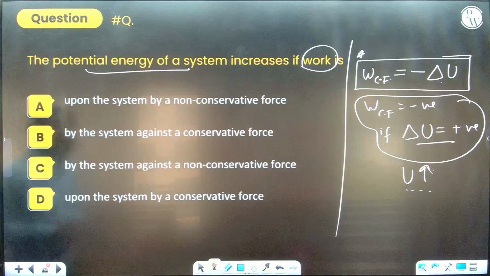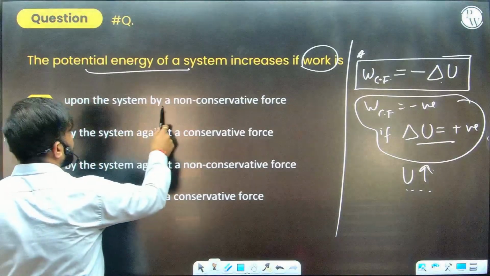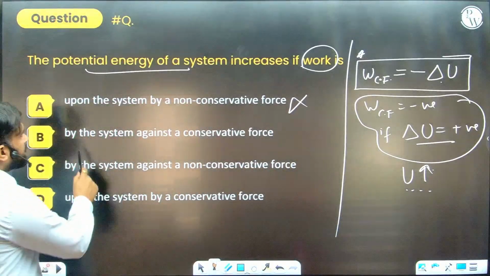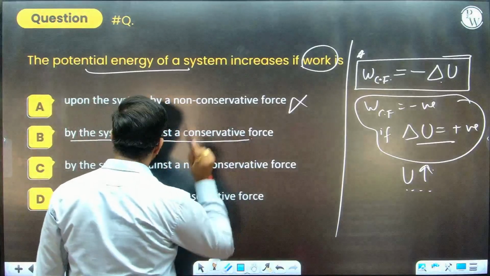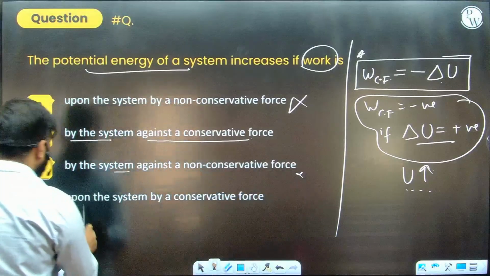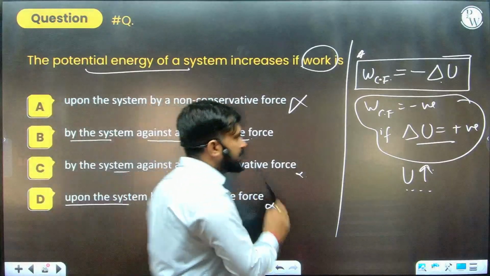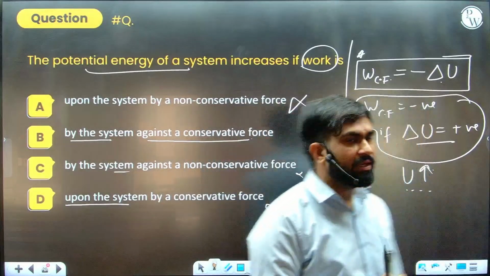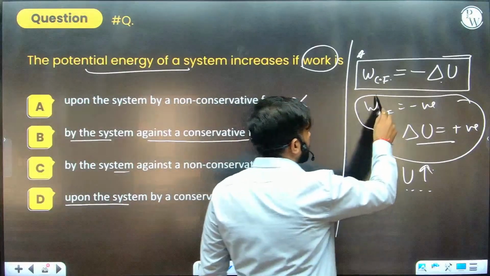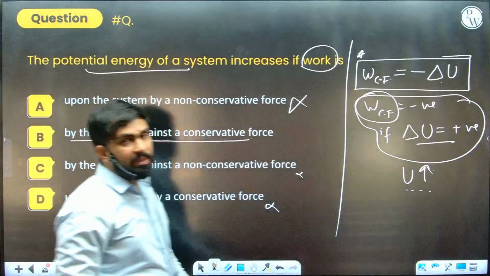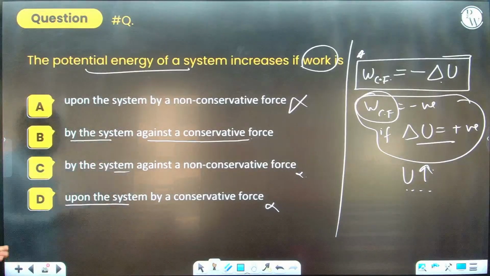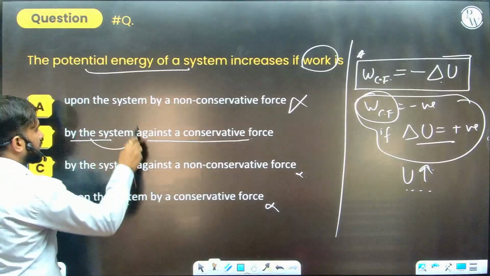So they are saying if work is done upon the system by a non-conservative force, no, not at all. We are not discussing non-conservative. Work done by the system against a conservative force? Work done by the system against a non-conservative force? No. Work done upon the system by a conservative force. Acha. So let's analyze these statements, how they are different, the second one and the last one. We found that work done by conservative force is negative. That means the conservative force is doing negative work. That means the system is doing work. Okay? So who is doing the work? The system.